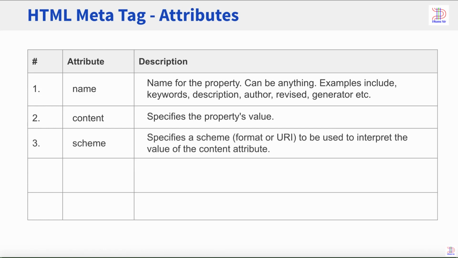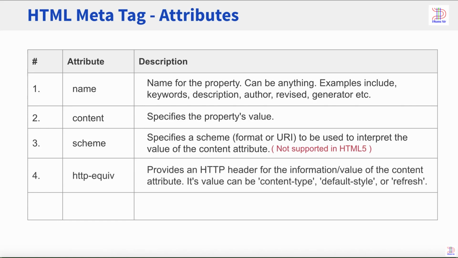The third is scheme. It is used to specify the scheme like format or some URI to be used to interpret the value of the content attribute. However, it is not supported in HTML5, so it is not recommended to use it. The fourth is http-equiv. It is used to provide an HTTP header for information of the content attribute. Its value can be content type, default type or refresh.